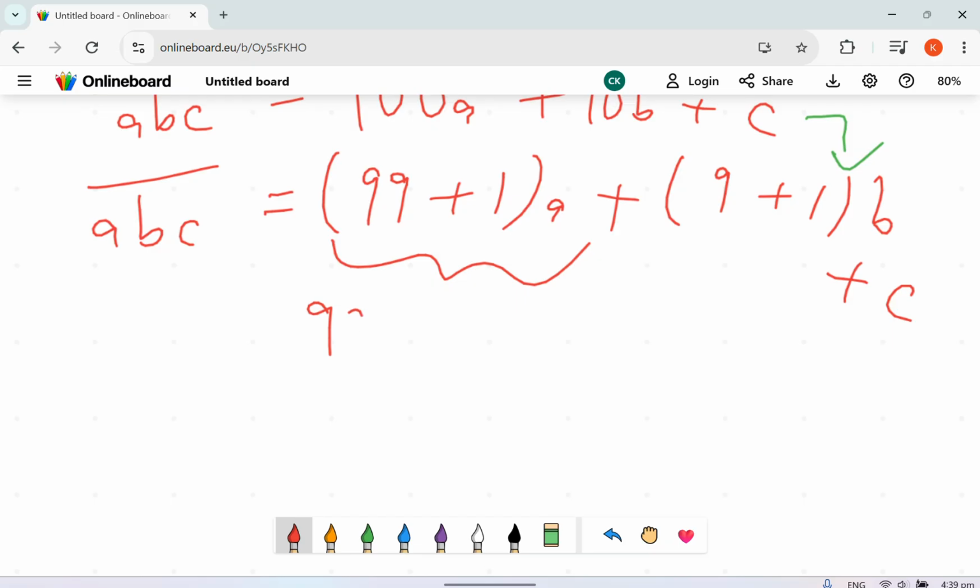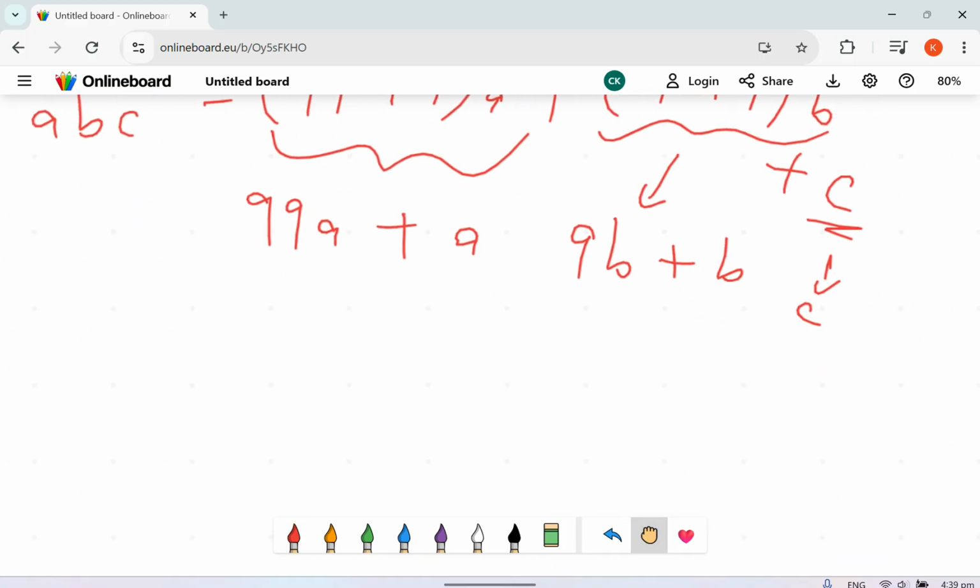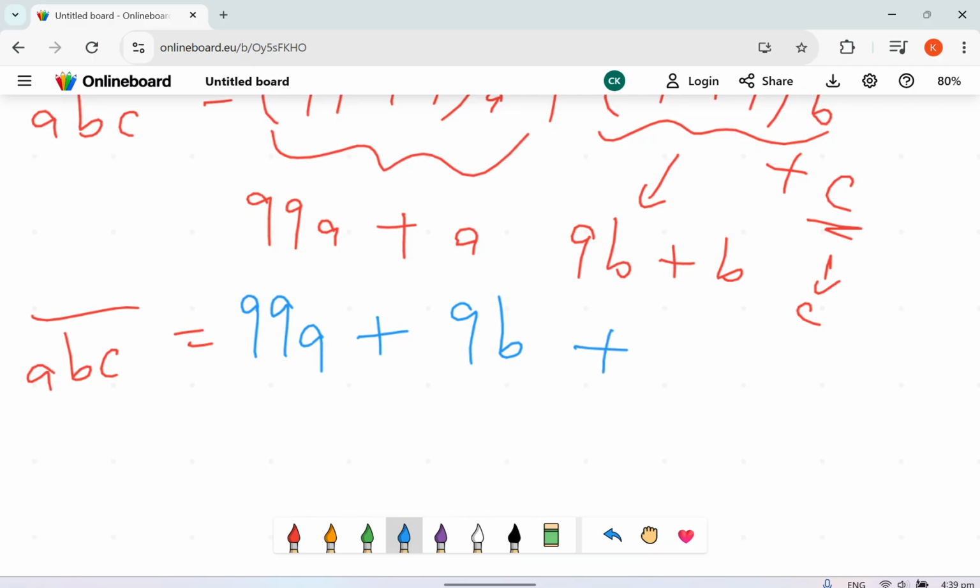You will get 99A plus 1 times A is just A. Now this expanded will be 9B plus B. This is just C. So we can safely say that this equals 99A. Let's bring the 9B over first, and we just put the ABC behind.